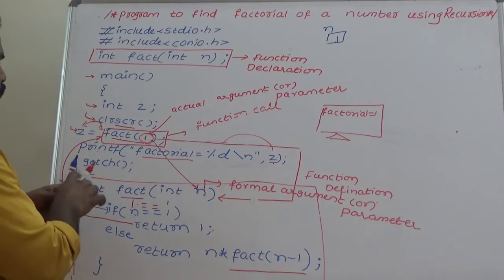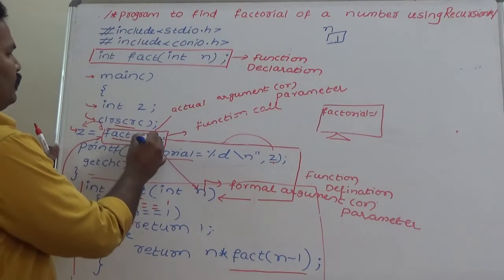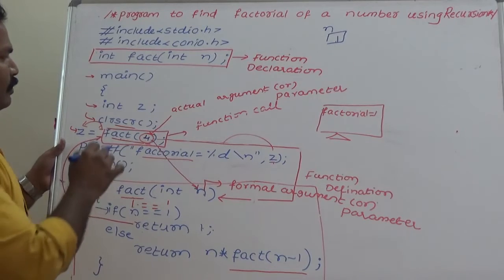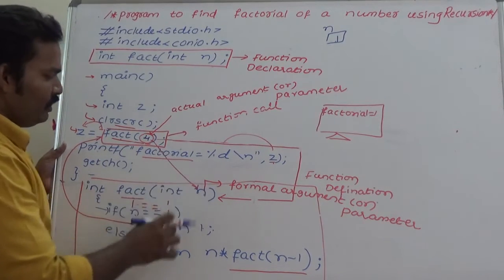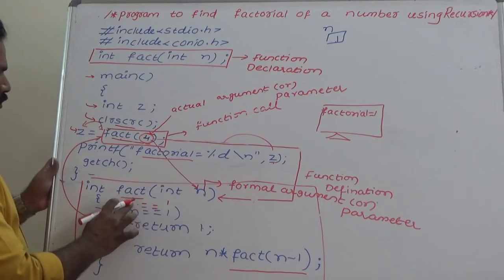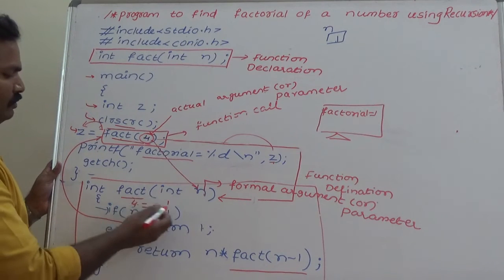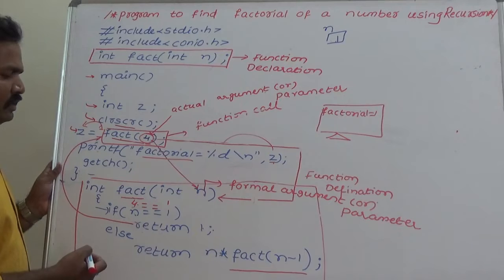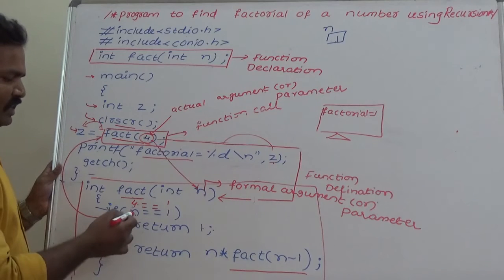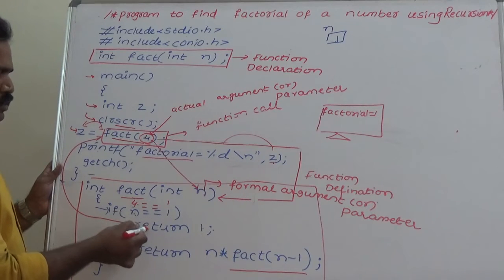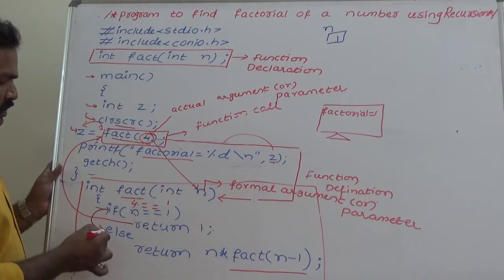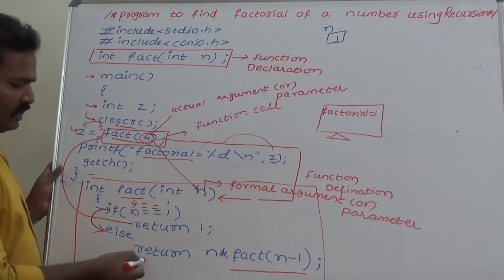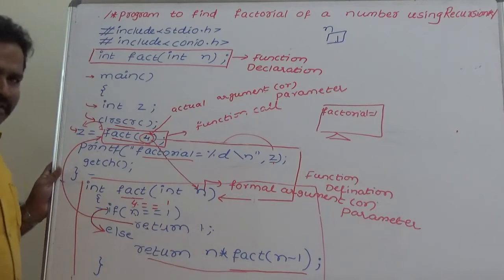Now in this program we are passing the argument value 4 to the n variable. Now the n value is 4. Is 4 equal to 1? False. When the condition is false, the true block statements are not executed. Execution control is transferred to the else block and executes the else block statements.